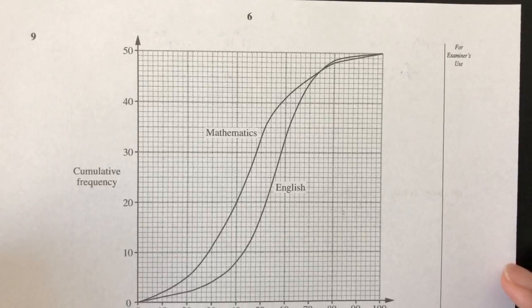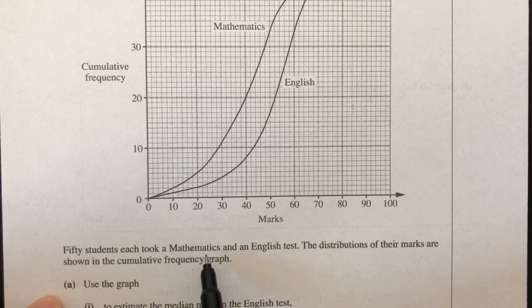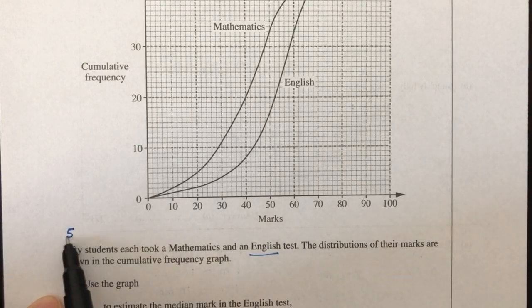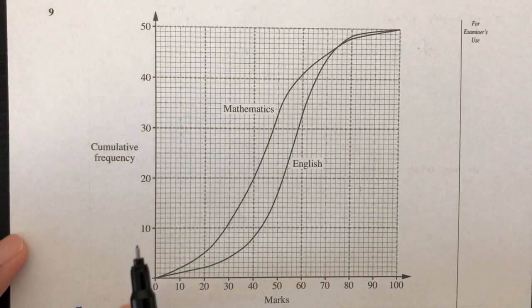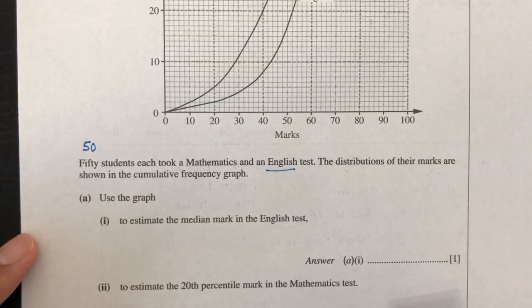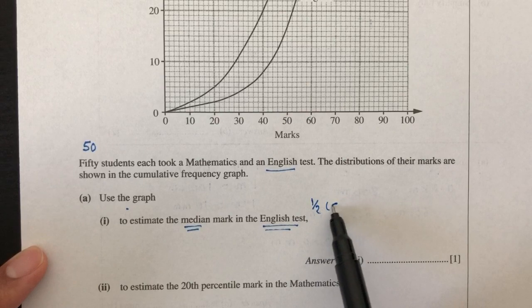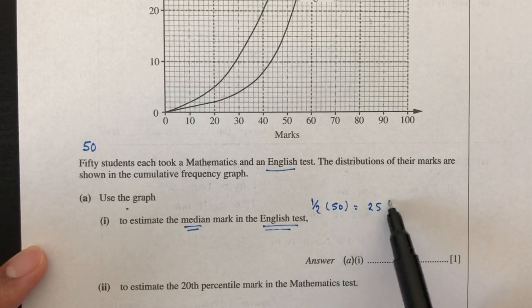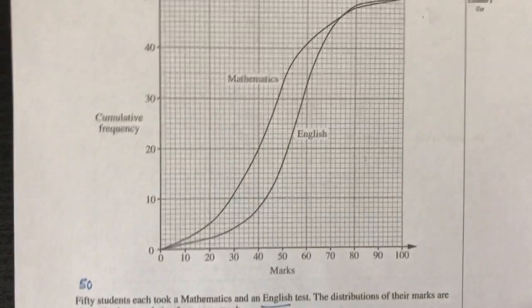So now this is question number 9. It says 50 students each took a math and English test. So 50 students is our number of people. The distribution of their marks is shown in this graph. This is math and this is English. Now part 1, use your graph to estimate the median mark for the English test. So median is half the number of people. That will be the 25th value. So English will be this one.